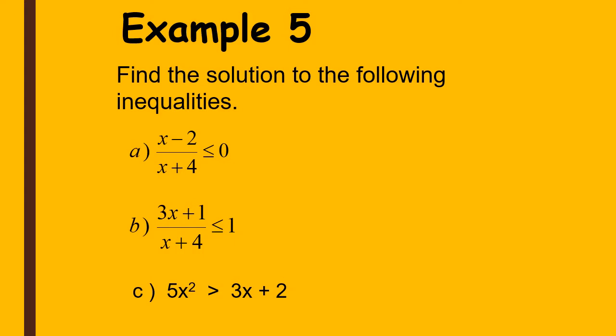Let's do some examples. Find the solution to the following. We have A, B, and C. Question A: x minus 2 over x plus 4 less than or equal to 0. So what is the difference with the quadratic? For quadratic, we have multiplication between two factors. For this one, it's a division between two factors. So we only use the method of table of sign for rational inequality.